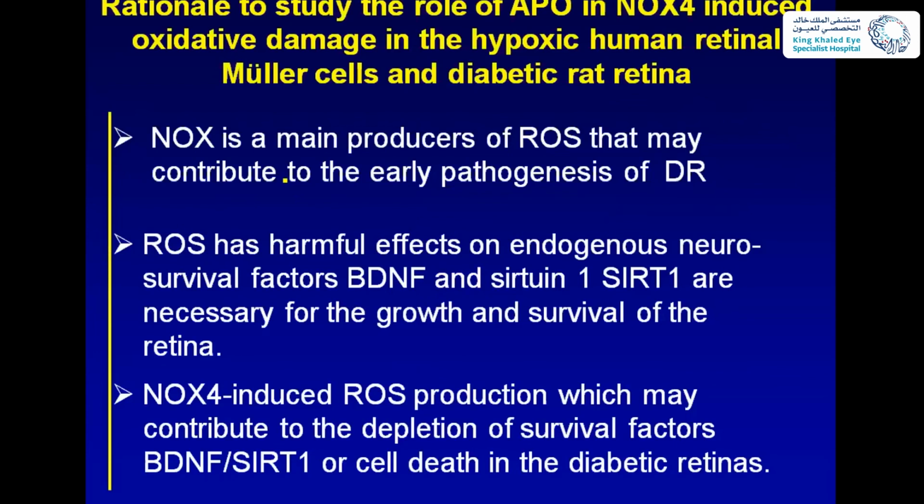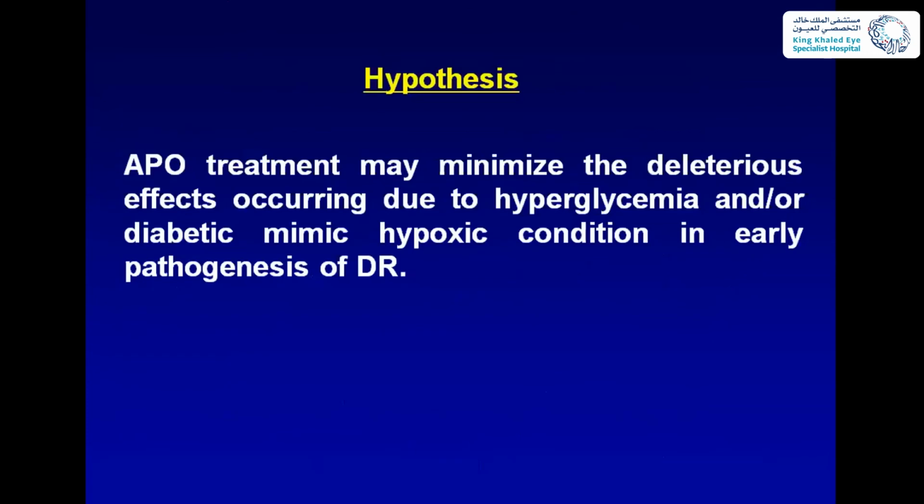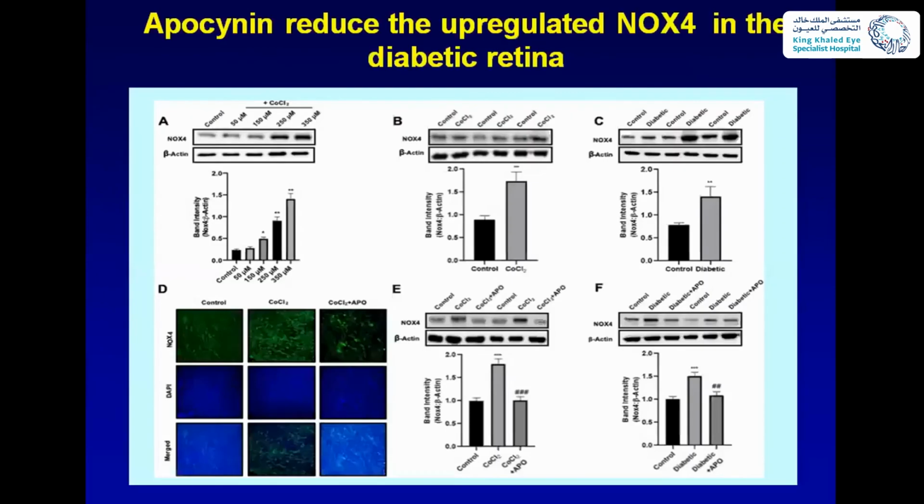The most important thing is that I am talking about the neurotrophic factor. Neurotrophic factor is very important to nourish the retina and keep it in a healthy condition. But ROS is going to suppress all these, BDNF and SAT1. Therefore, NOX4-induced ROS production may contribute to depletion of survival factors. And apocynin, we know, is a pan inhibitor of NOX4. If we inhibit NOX4, then this neurotrophic factor will increase and there is significant protection. The results are there. Because the time is very short, I will go fast.